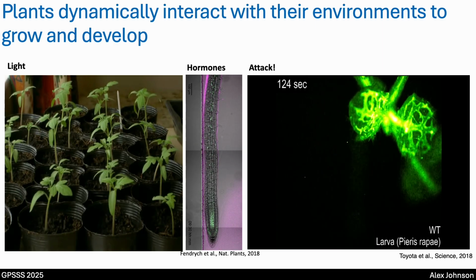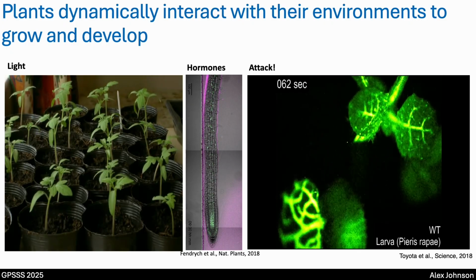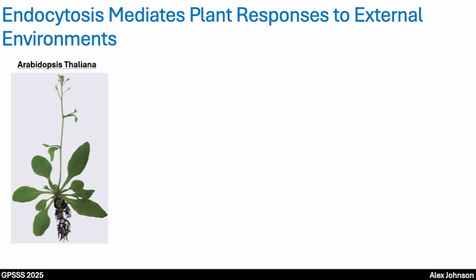So you see a caterpillar chomping on it, and it's able to communicate to the rest of the plant, I'm getting eaten, we should probably do something about this. So just remember, plants are actually very dynamic, and they have to interact with various stimuli in order to grow and develop appropriately. And I think this is mediated by the process of endocytosis.